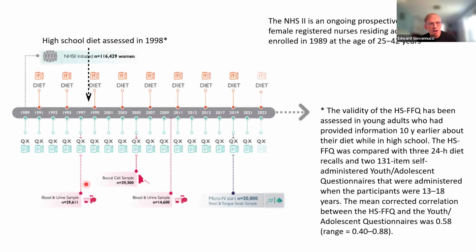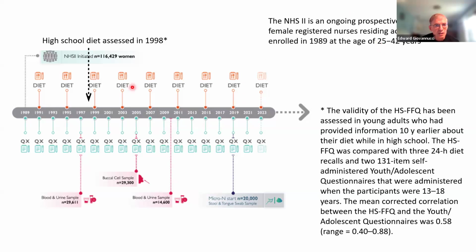And most of the data on this is actually from one cohort. It's the Nurses' Health Study 2, which is an ongoing prospective cohort of women. The cohort started in 1989. An interesting thing about the cohort is that they were relatively young, age 25 to 42. Many cohorts like Nurses' Health Study 1 and Health Professionals typically start much older in life.